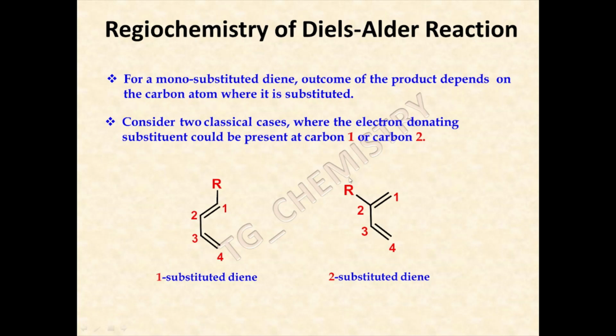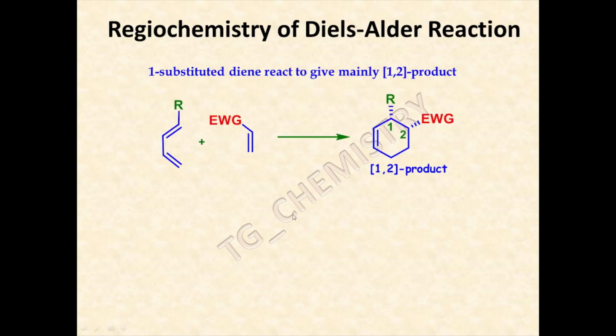So only 2 positions are possible here, because in the diene system only these 2 orientations or possible substitutions can be there. If we are talking about the mono substitution of the diene system, so 1 substituted diene or 2 substituted diene, let's see how it works.